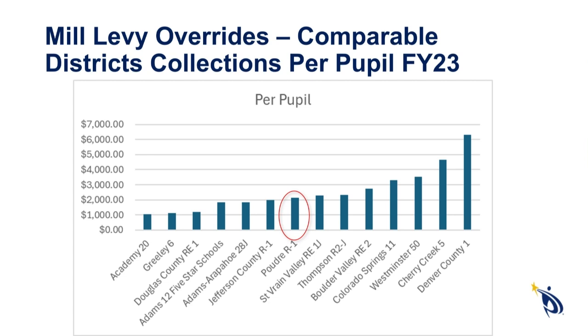And you can see, once you adjust for this, I found it interesting, I didn't even realize this until I put it together, that St. Vrain, Thompson, Boulder, Colorado Springs, these are all districts that we compare to a lot. They're very similar to us. They are all on a per pupil basis collecting more in mill levy overrides than we are. So I guess the takeaway is that yes, we have used mill levy overrides in this district, but we're not necessarily using them out of order with other districts that we compare to. So it's something that has been happening for quite a while.